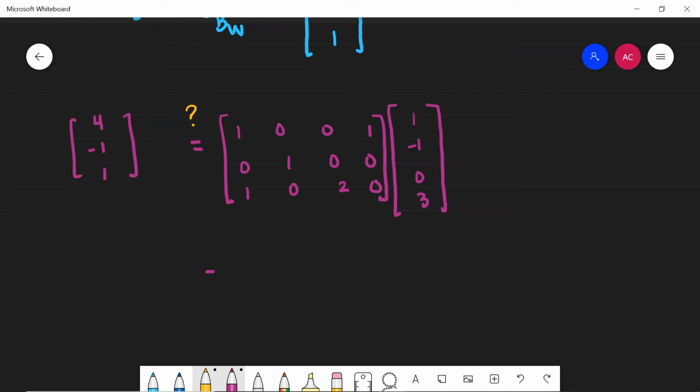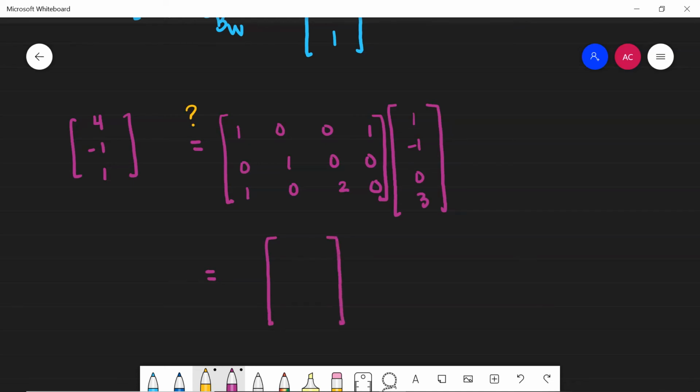Okay. So the dimensions are going to work out because this is a 3 by 4. This is a 4 by 1. And if I do my little trick here, I'm going to get a 3 by 1, which is what I have on the left. Okay, so the dimensions work out. So there's no issue there. Let's actually compute what we get here. Okay, so I'm going to get a 3 by 1. I know that for sure.